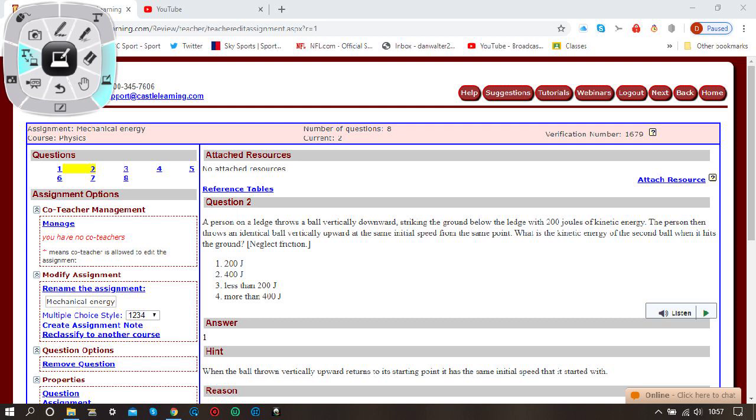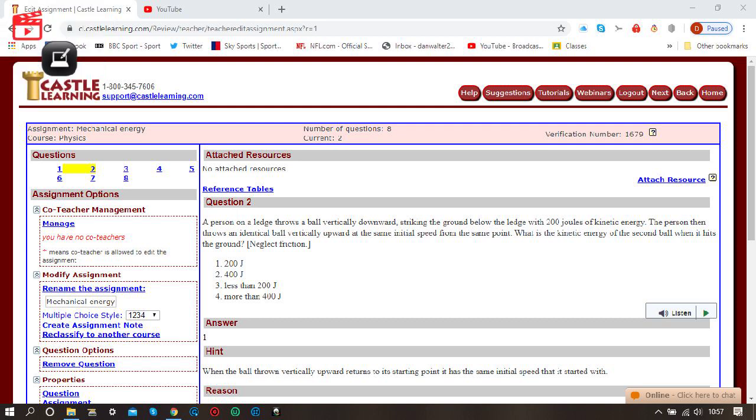Question 2, this one considerably easier than question 1. I think question 1 was the most difficult one to do. So a person throws a ball vertically downwards, striking the ground below with 200 joules of kinetic energy.